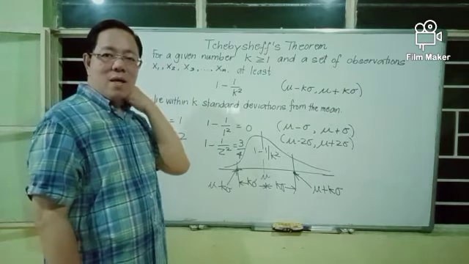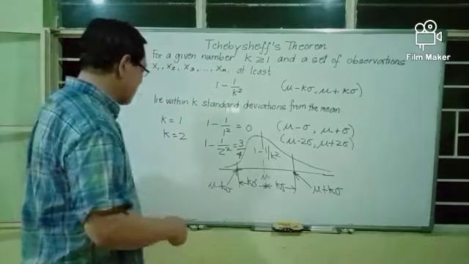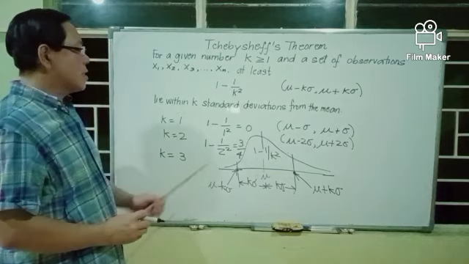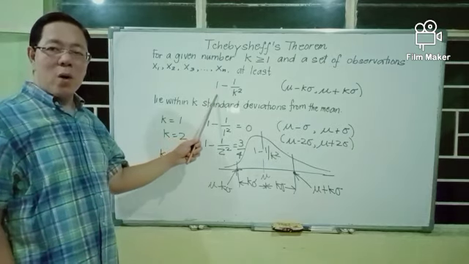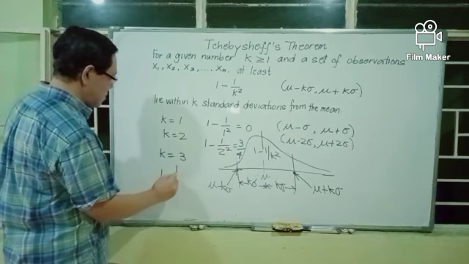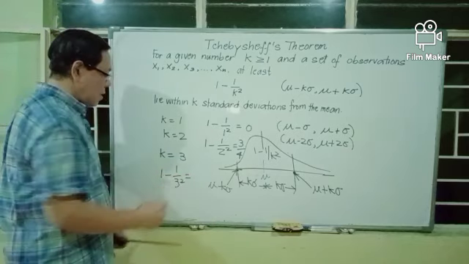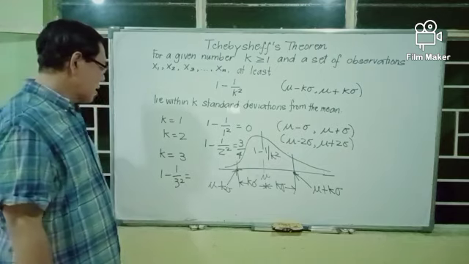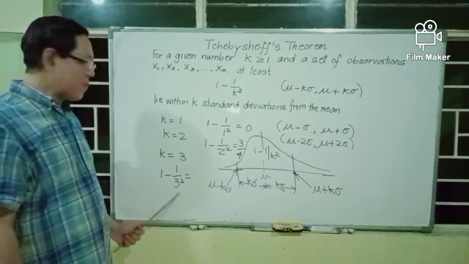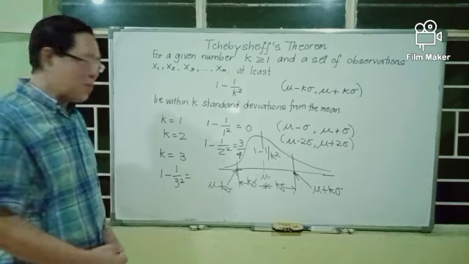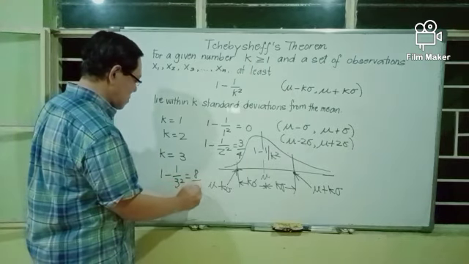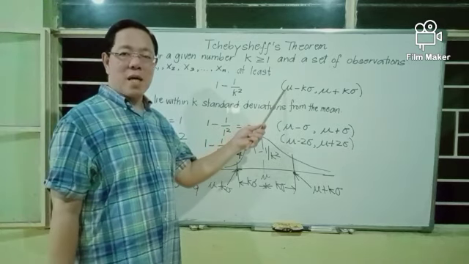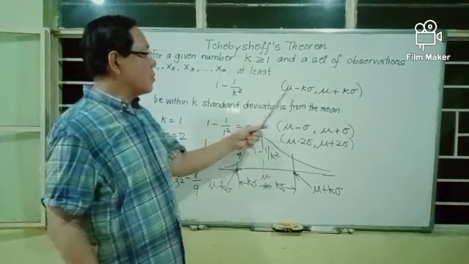If k is equal to 3, then this expression would become 1 minus 1 over 3 squared. And 1 over 3 squared is 1 over 9. And subtract 1 over 9 from 1, you get 8 over 9. And this open interval for k equals 3 would become mu minus 3 sigma.